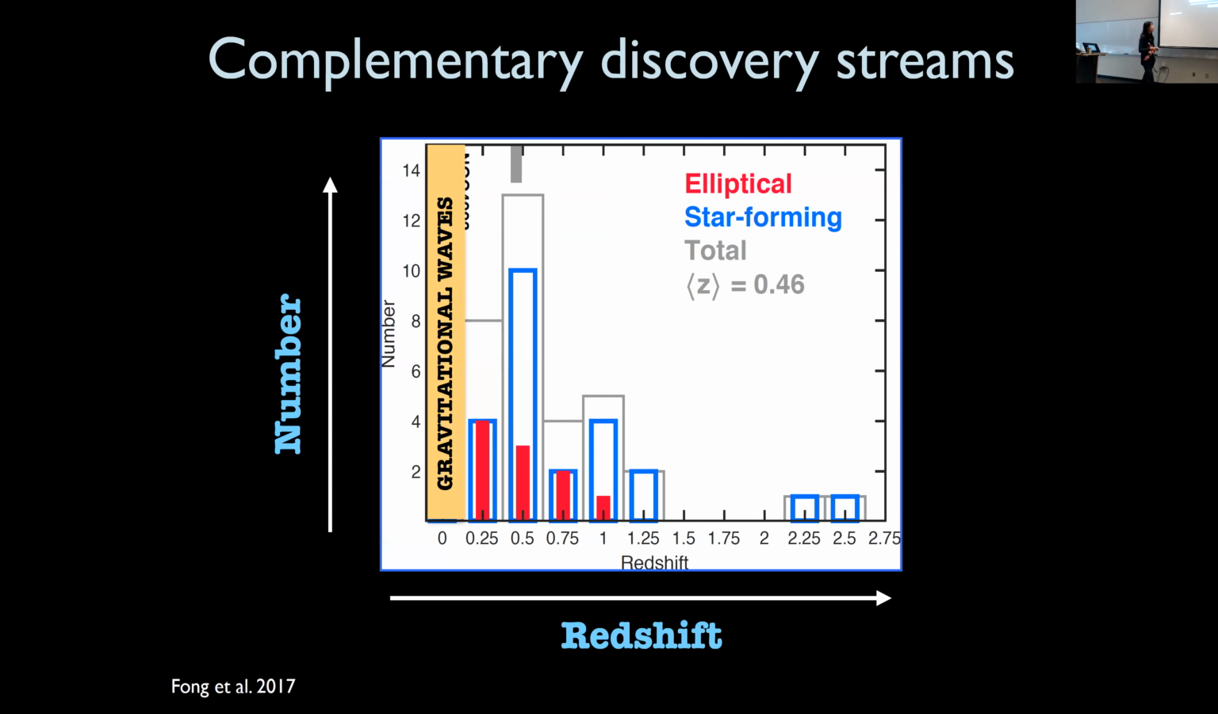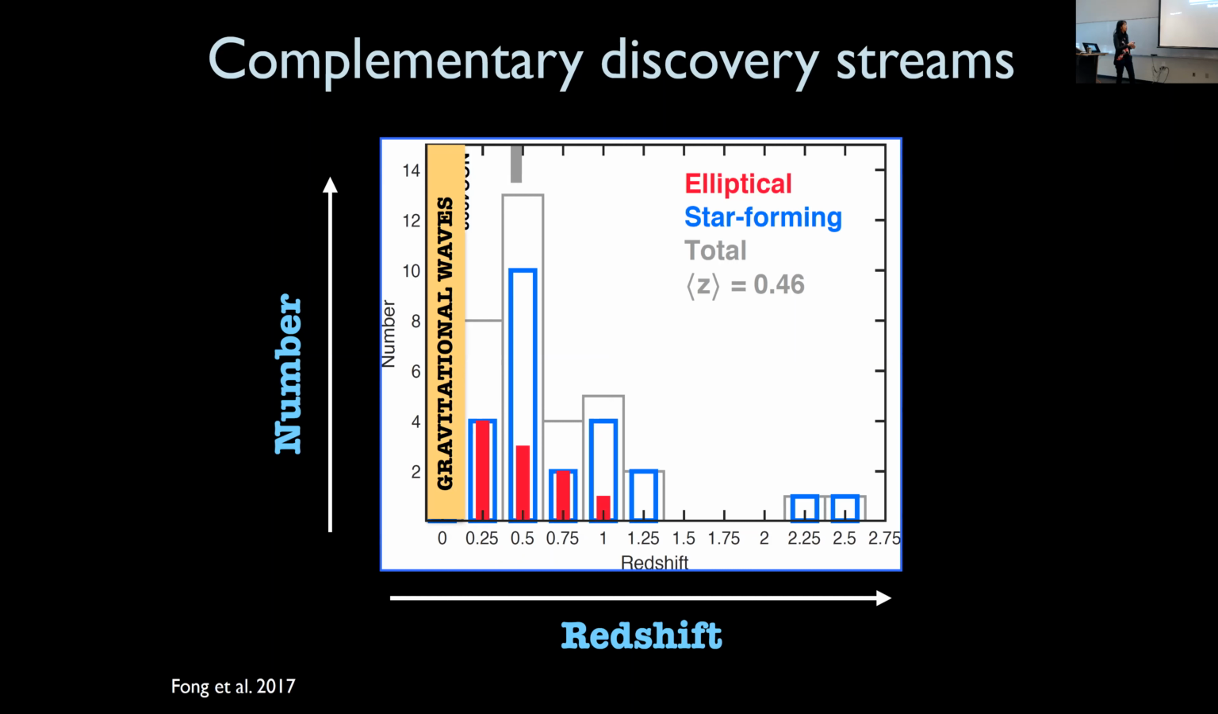This is the redshift distribution of short gamma ray bursts from a collection of about 30 to 35 that we have so far. You can see it's, for now, strongly peaked at about redshift 0.5. You can just pay attention to the gray histogram if you're interested in the division between elliptical and star-forming host galaxies, and that information is provided. But you can see there's a tail out to redshift 1, 1.5.